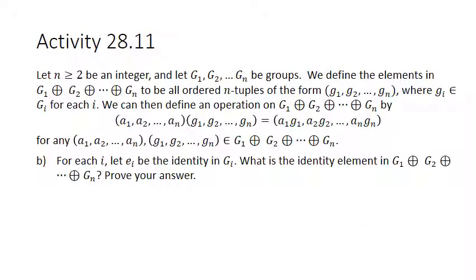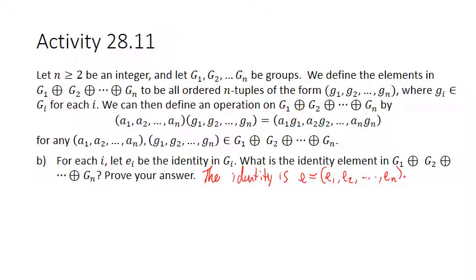All right, now let's look at the second part. For each i, let ei be the identity in Gi. What is the identity element in G1 external direct product up through Gn? Prove your answer. Okay, so not very surprisingly, the identity here is going to be just the ordered tuple that contains all of the identities from the subgroups, or the parts of the external direct product. So let me just write that. The identity is e, which is going to be equal to e1, comma, e2, comma, up through en.